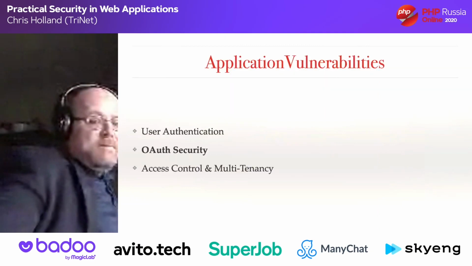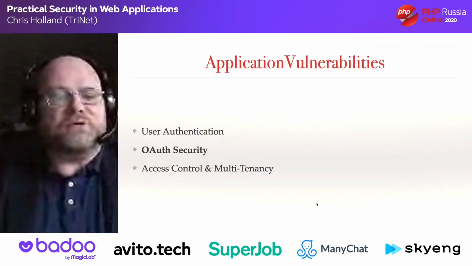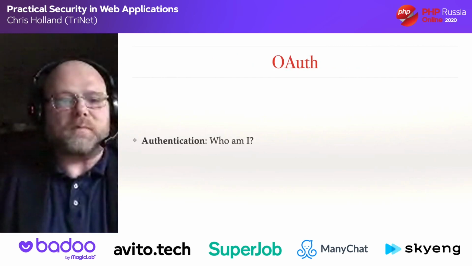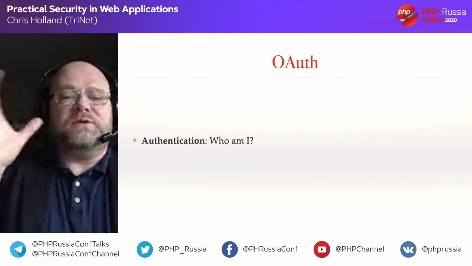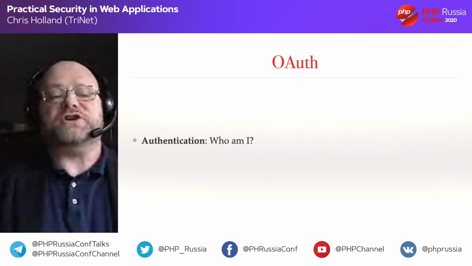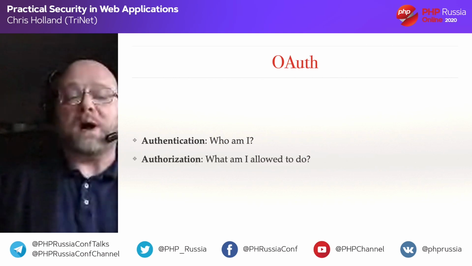Okay, so we're going to go briefly through OAuth security. To understand OAuth, there are two things that you need to understand. One is authentication, and the other is authorization. What am I allowed to do? When OAuth came out, it really focused on authorization. It doesn't care too much about authentication.